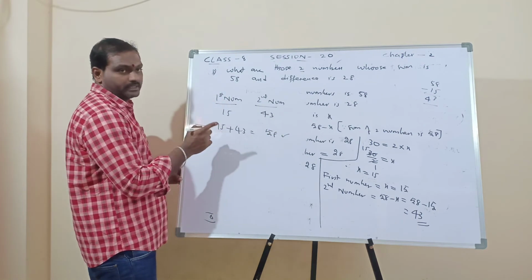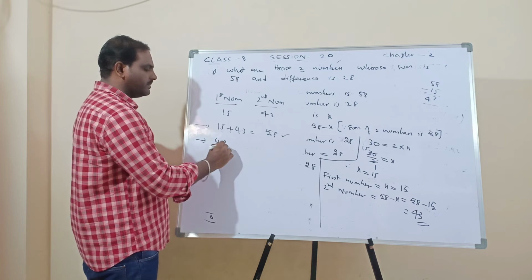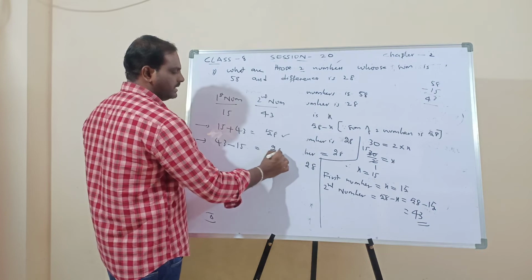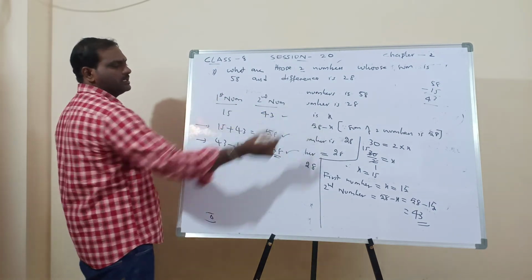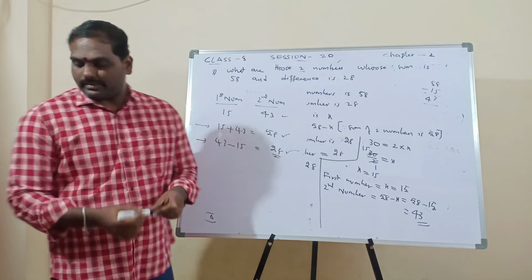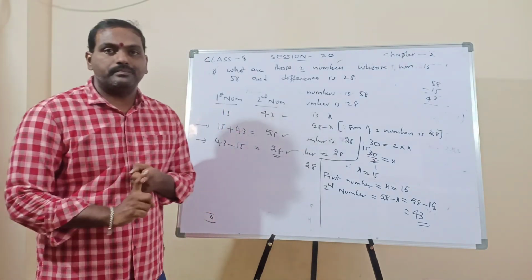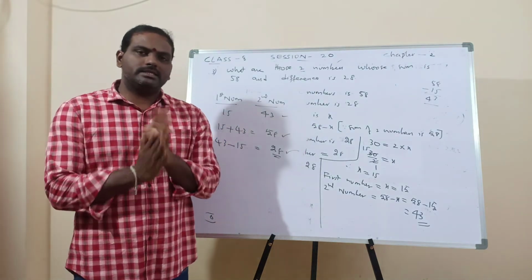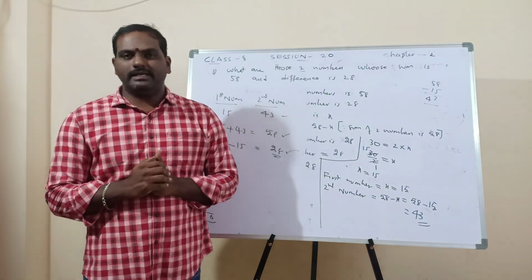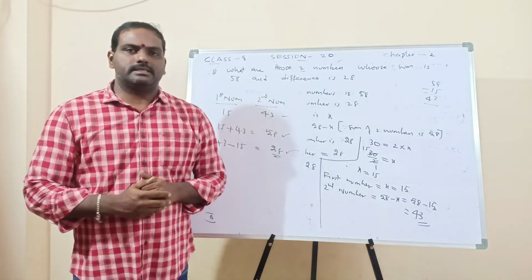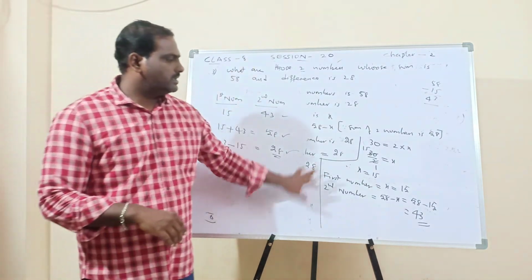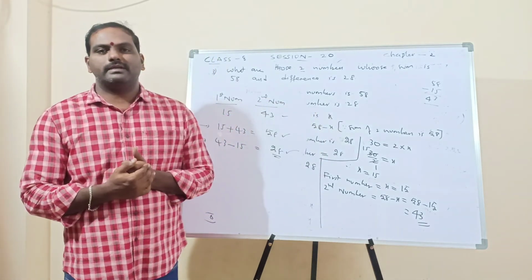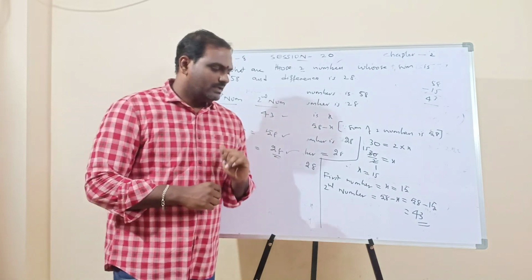Second is difference. So difference means bigger number minus smaller number. 43 minus 15 is 28. So both are correct. So this is the way to do. That means we are doing it in one variable, that's why I selected this method. If the same question is given in two variables, that is very easy, you will learn that in the next classes. But at this stage, you have to learn in this way only, because our chapter is linear equations in one variable. Okay, that's all.